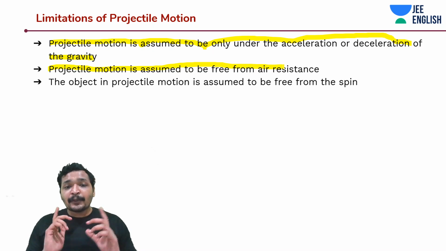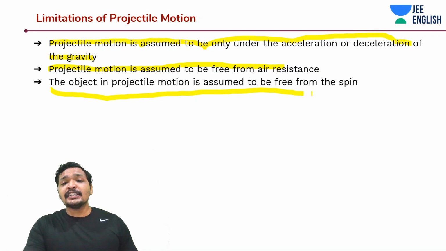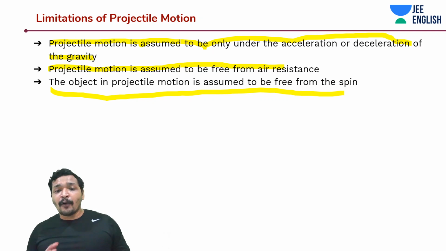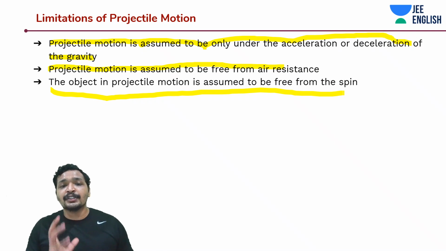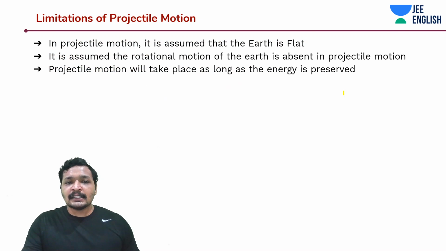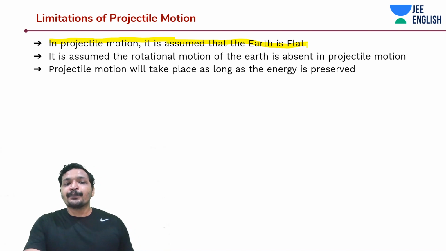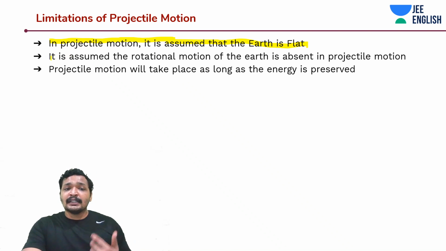And the next thing is, projectile motion is assumed to be free of spin. Which means if you're projecting a ball or some object, you're assuming that it is not spinning. There's no rotational motion in it. And there are also other limitations. The other one is, it is assumed that the earth is flat, which is not true. And again, it is assumed that there is no rotational motion of earth.